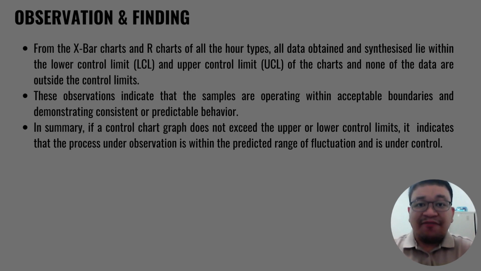So what are the observations and findings from the analysis? From the X bar charts and the R charts of all of the hour types, all data obtained and synthesized lie within the lower control limit, the LCL, and the upper control limit, the UCL, of the charts, and none of them are outside the control limits. These observations indicate that the samples are operating within acceptable boundaries and demonstrating consistent or predictable behavior. Therefore, in summary, if a control chart graph does not exceed the upper or lower control limits, it indicates that the process under observation is within the predicted range of fluctuation and is under control.